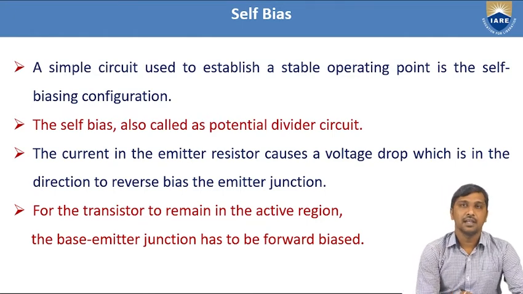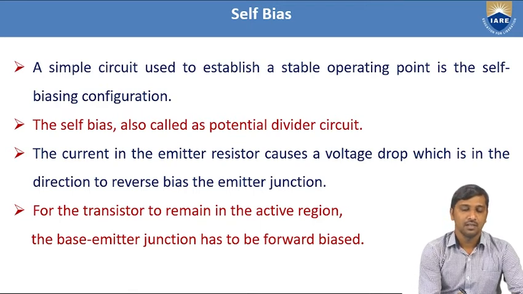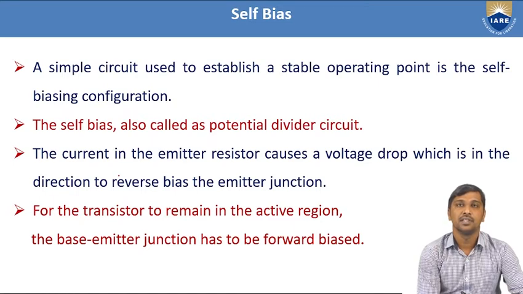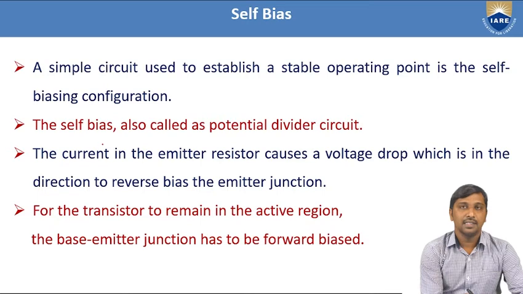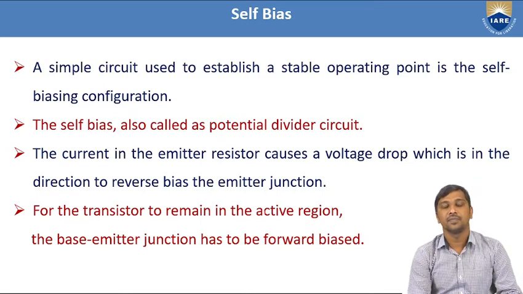We are going to discuss this simple biasing concept to overcome the mentioned drawbacks in collector to base bias and fixed bias, as well as collector to base with emitter resistance. By using this self bias, we are going to compensate the change in collector current and also stabilize the operating point so that it stays in the active region. This self bias is also called a potential divider circuit.